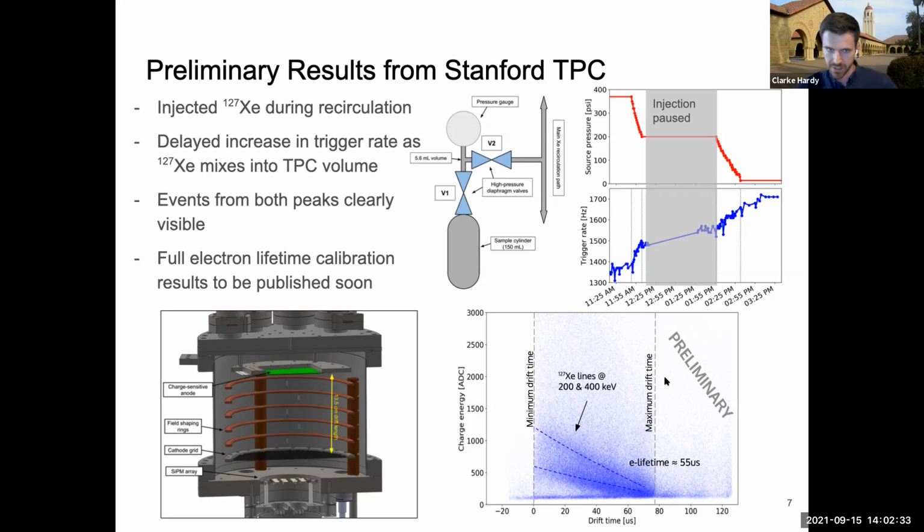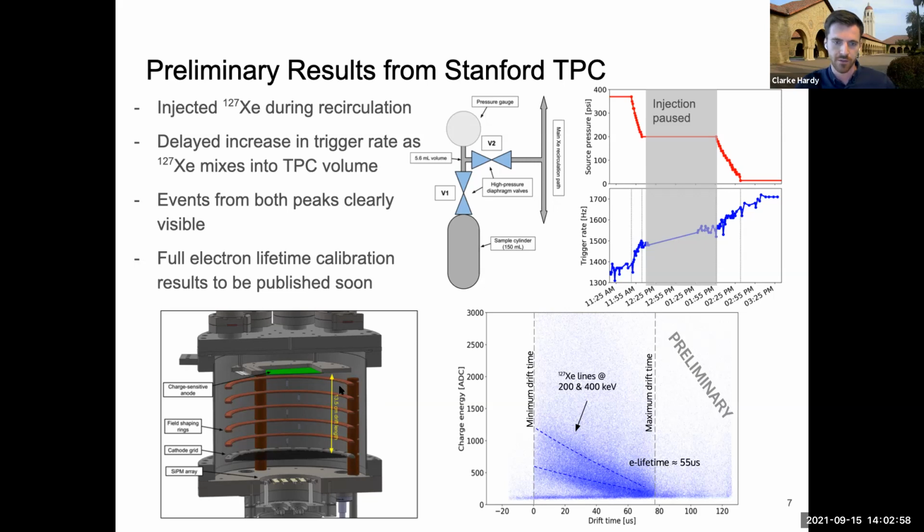So we've got some preliminary data shown in the bottom right here. And I think you can see pretty clearly that we do see these 200 and 400 keV peaks and the corresponding decay that is a result of the electron lifetime. We do plan on publishing some results showing full calibration of the electron lifetime. But the thing I'm interested in is the light map.